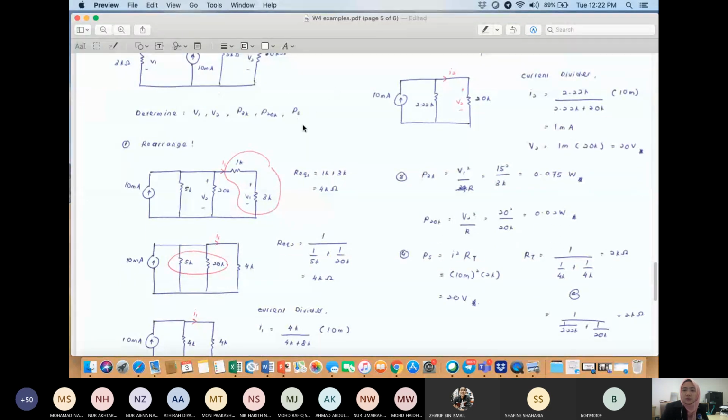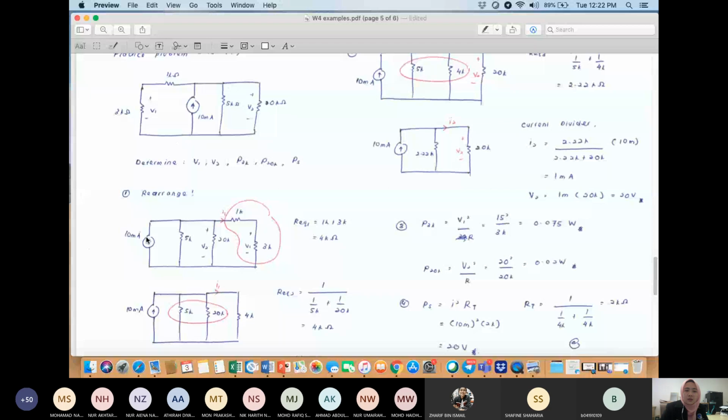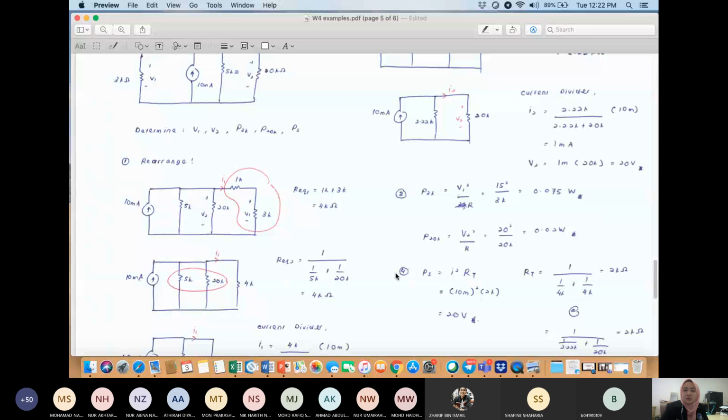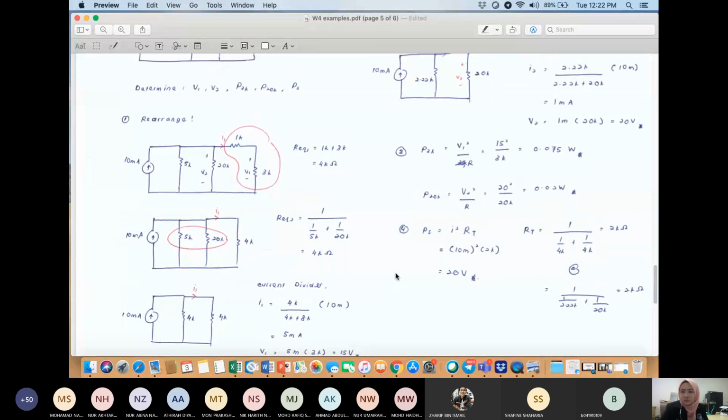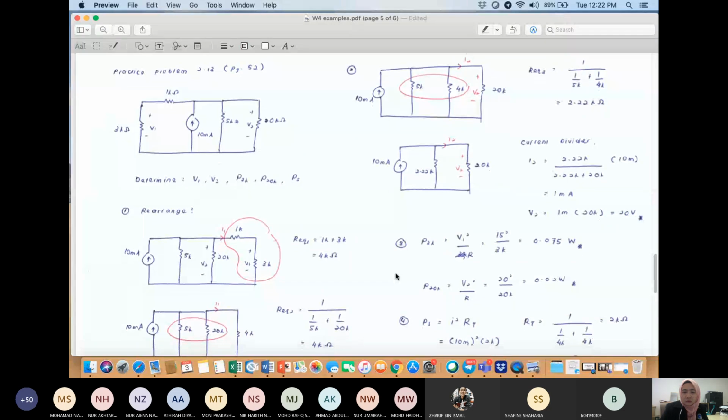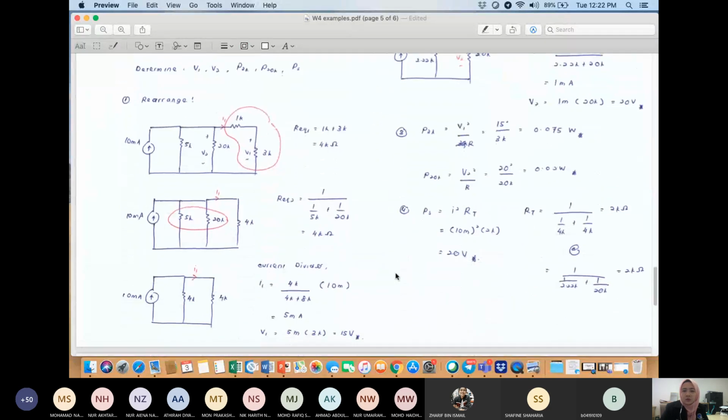And lastly, you want to find the power at supply. So power at supply, I'm using I squared R. I is here, so I is 10 milli. RT is the R total. This is the R total. You calculate for the R total over here.